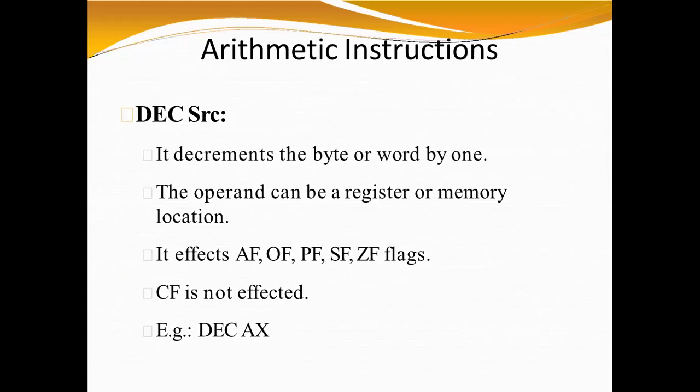DEC source decrements the byte or word by 1. The operand can be a register or memory location. CF, the carry flag, is not affected. DEC AX means decrement the AX register by 1.